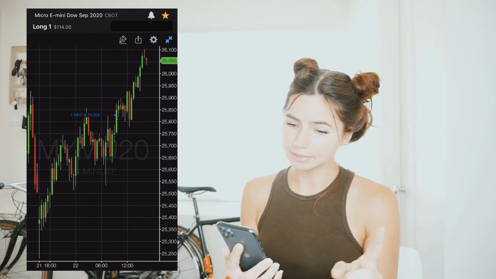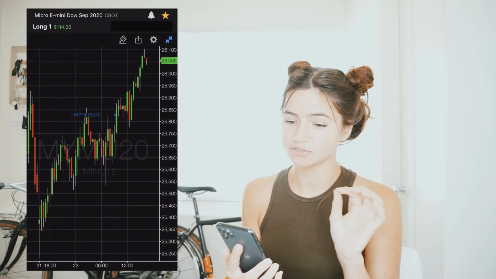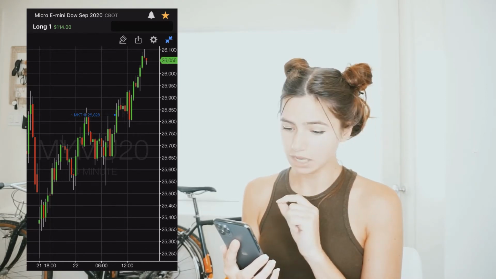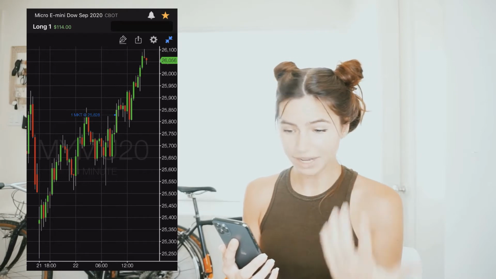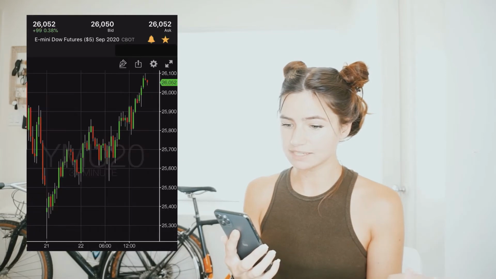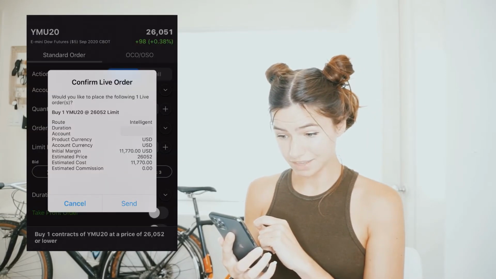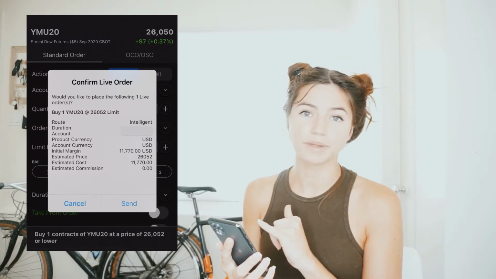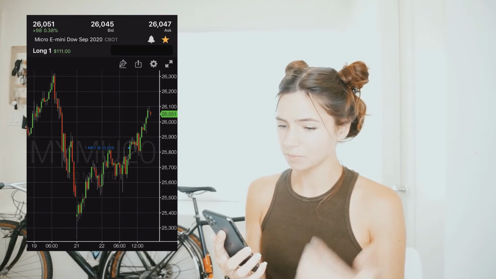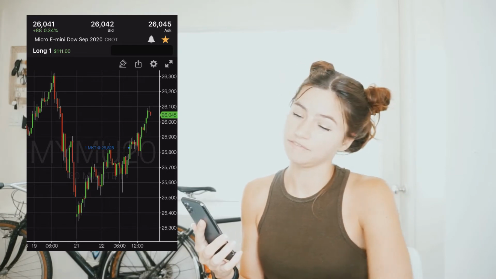The next thing you'll notice is the M at the beginning, which stands for micro. So I am trading micro E-mini Dow. I'm going to show you what the regular E-mini Dow looks like, and they are very similar. This one is the E-mini Dow, the regular one. It would cost me $11,000 to get in this one, that's why I'm not trading it. So going back to my mini, this is the micro mini. It's much cheaper to get involved in this future.